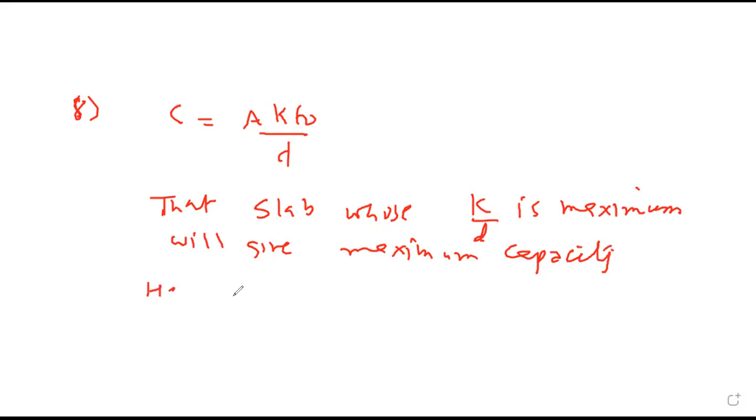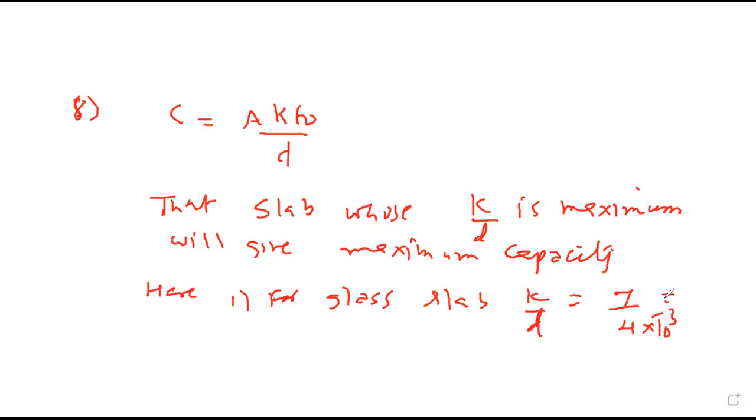Here, for the glass slab, K by D equals 7 upon 4 millimeter, which is 10 raised to minus 3. That will become 7 by 4 into 10 raised to plus 3, which is 1.75 into 10 raised to 3.